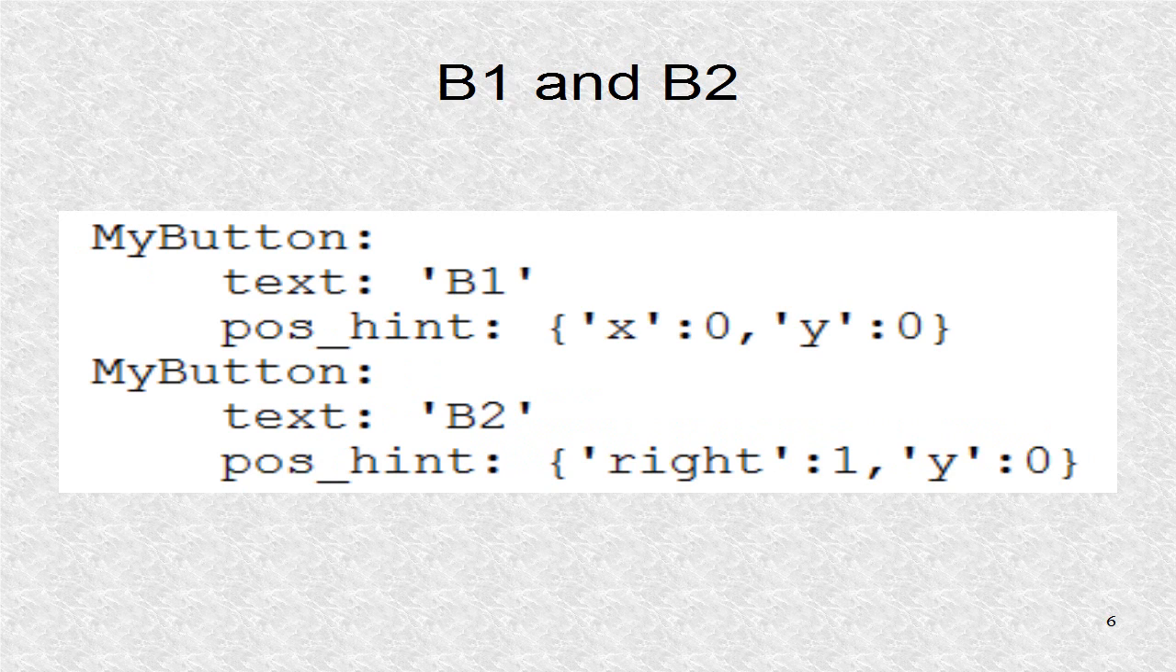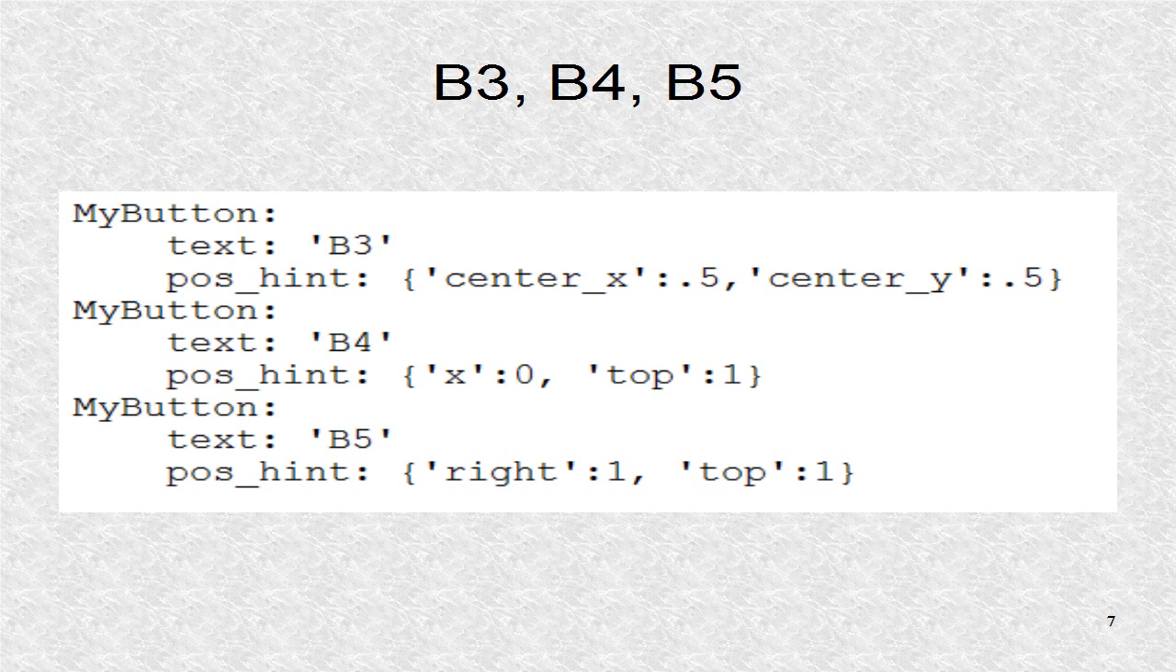6. The first two buttons are created with text B1 and B2. They are positioned at lower left corner and lower right corner. 7. Next, the buttons with text B3, B4, and B5 are created. B3 is in center of layout, B4 is at the top left corner, and B5 is at the top right corner.